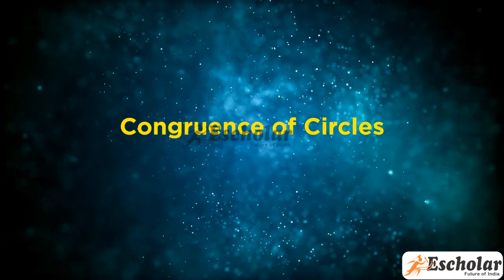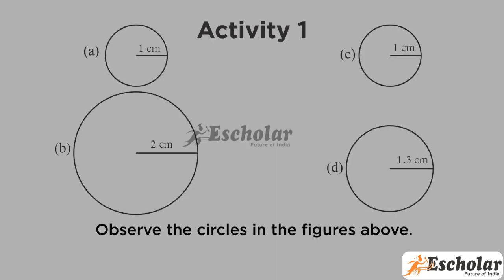Congruence of circles. Activity 1. Observe the circles in the figure above. Draw similar circles of radii 1 cm, 2 cm, 1 cm and 1.3 cm on a paper and cut out this circular disc. Place them one upon the other to find out which ones coincide exactly.